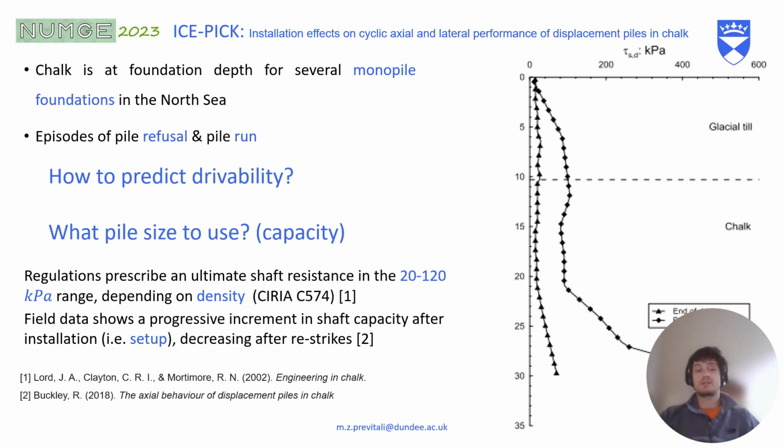So, what are the two main questions? How to predict drivability for the pile and what pile size to use. So, what's the capacity of a pile that you have installed? Current regulations prescribe for the latter an ultimate shaft capacity in the range between 20 and 120 kPa depending on the chalk density.